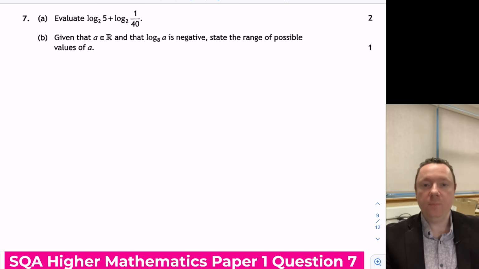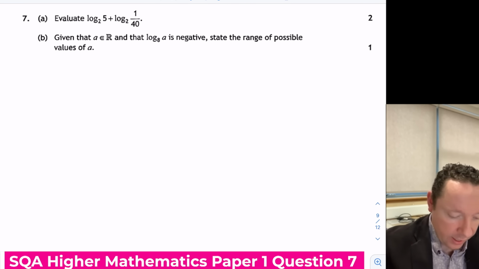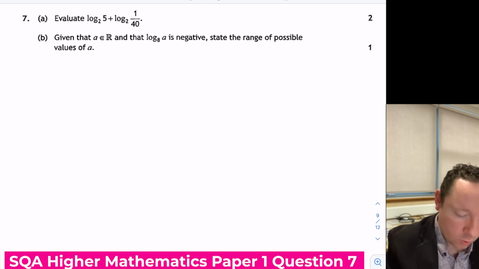SQA Higher Maths 2023, Paper 1, Question 7. Part A, evaluate log base 2 of 5 plus log base 2 of 1 over 40.